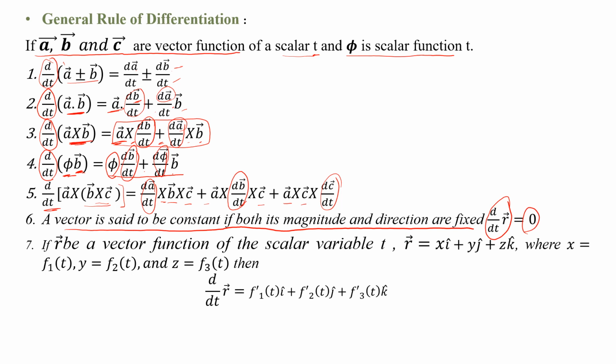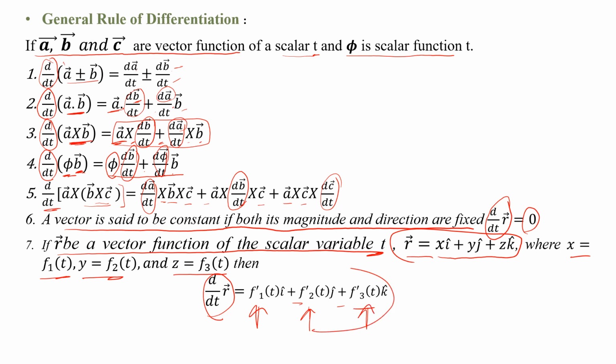And the last point: if r is a vector function of a scalar variable t, that is, r vector is xi plus yj plus zk, where x is f1(t), y is f2(t), and z is f3(t), then to get the derivative of r we just differentiate each component: f1 dash, f2 dash and f3 dash, so we get our vector quantity.